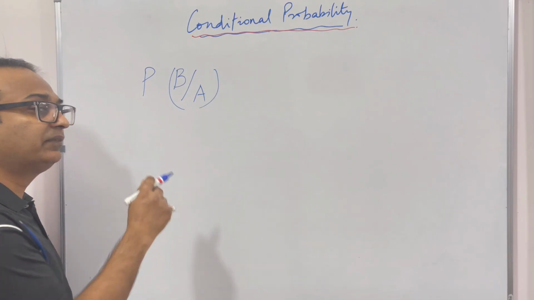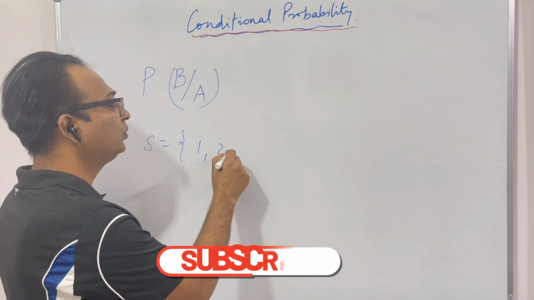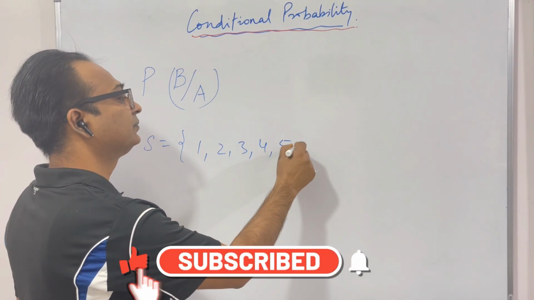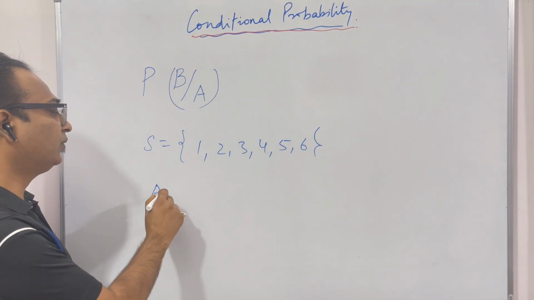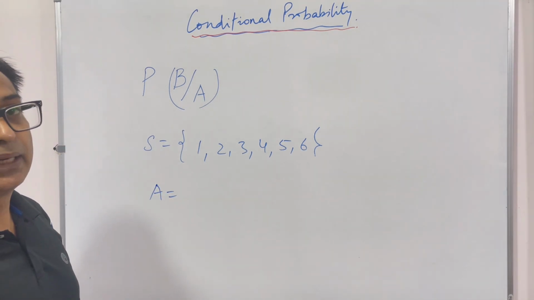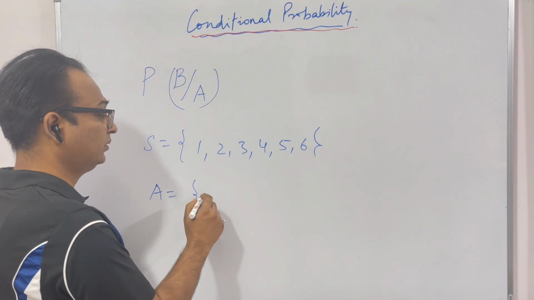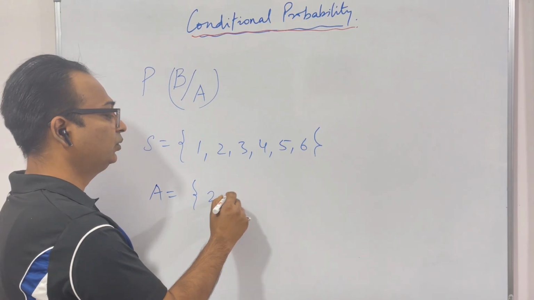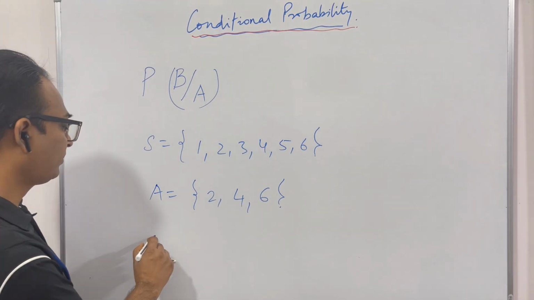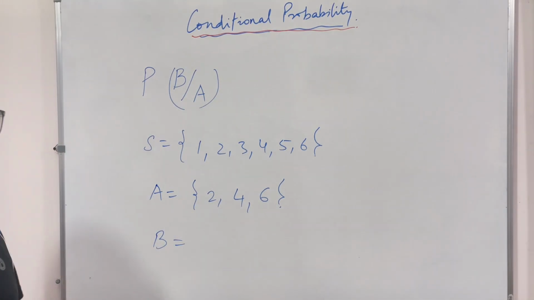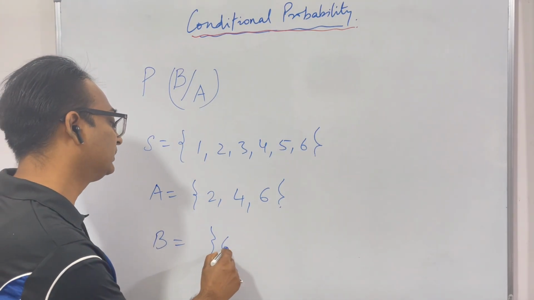Let's see. Let's say we throw a die. The sample space will be 1, 2, 3, 4, 5, 6. Then let's say A is the event of getting an even number. So what are the elements of this set? 2, 4 and 6. These are even numbers. And let's say B is the event of getting a 6. So this will be 6.